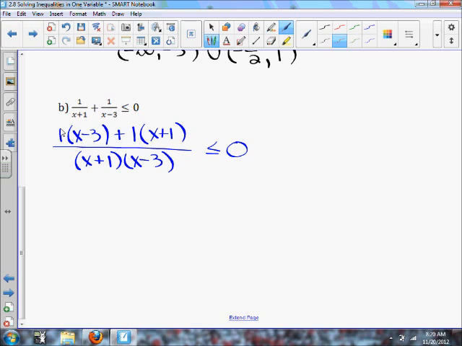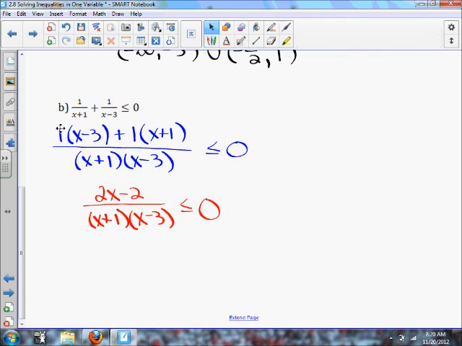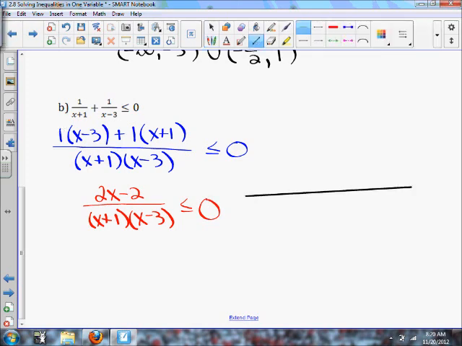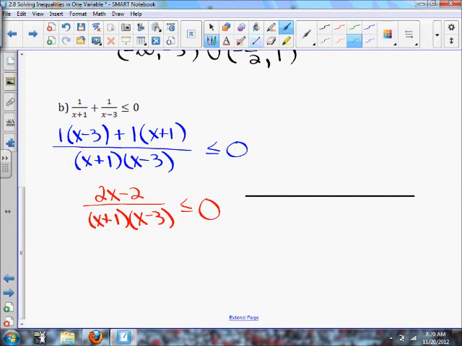So x minus 3 plus x plus 1, so we'll end up with 2x minus 2 over x plus 1 times x minus 3 less than or equal to 0. Now, when you make your sign chart, our critical points will be 3, negative 1, and 1.